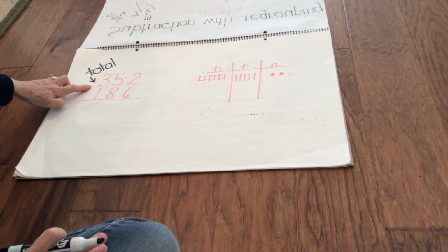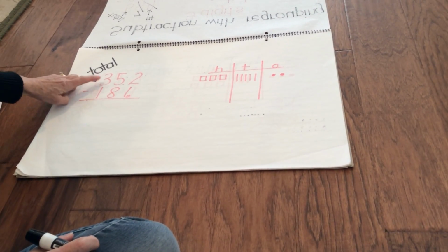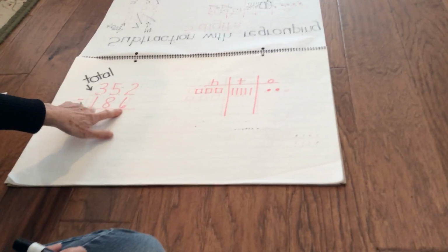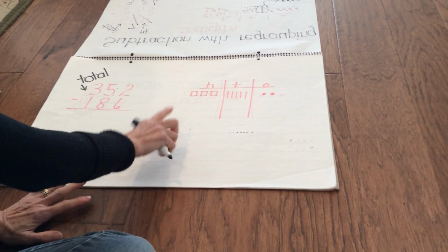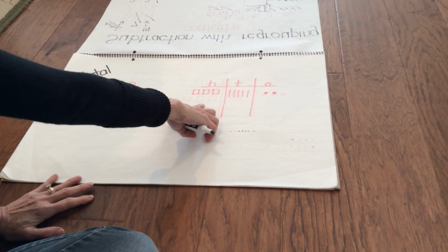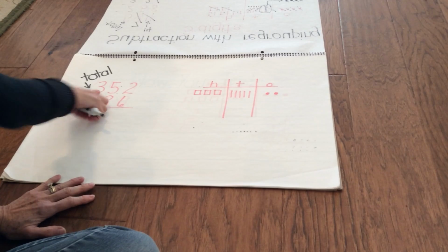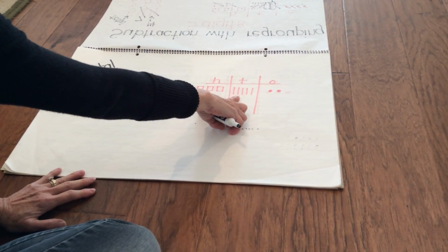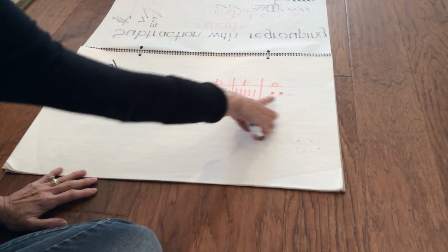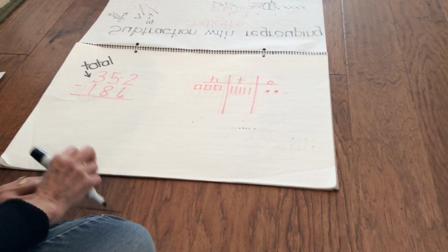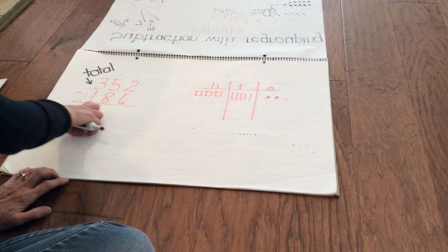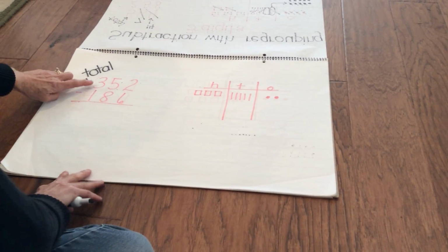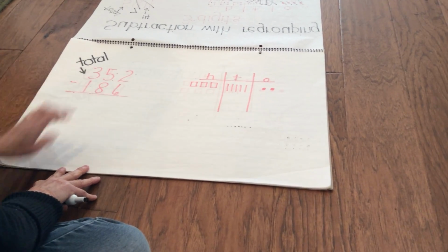So this is our next problem. This is the total, 352 minus 186. Okay, again, I went and drew out our blocks, 300, 50, or 5 tens, and 2 ones. I'm not drawing out 186 because I'm taking 186 from the total 352.